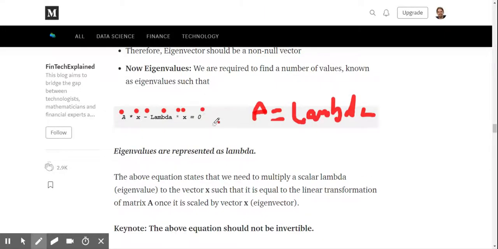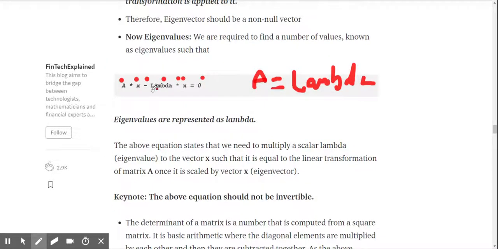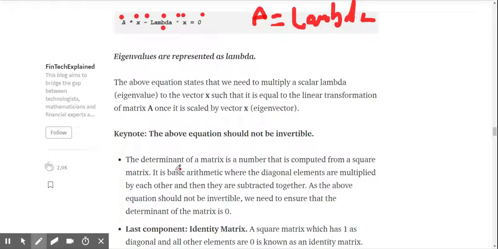But lambda is a scalar, so a number, not a matrix. So you're looking for a number that is representative of the information of the matrix, and this way you kind of compress that information. Makes sense. Eigenvalues are represented as lambda. The above equation states that we need to multiply a scalar lambda with the vector x such that it is equal to the linear transformation of matrix A applied to the eigenvector x.